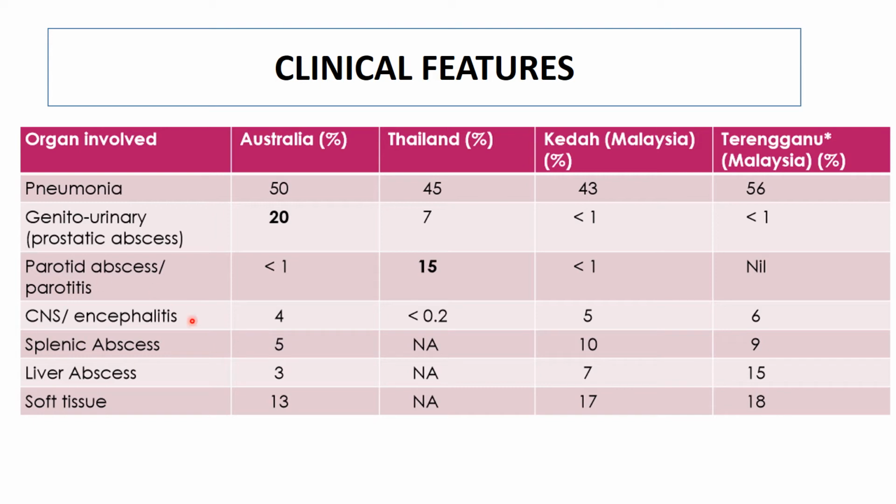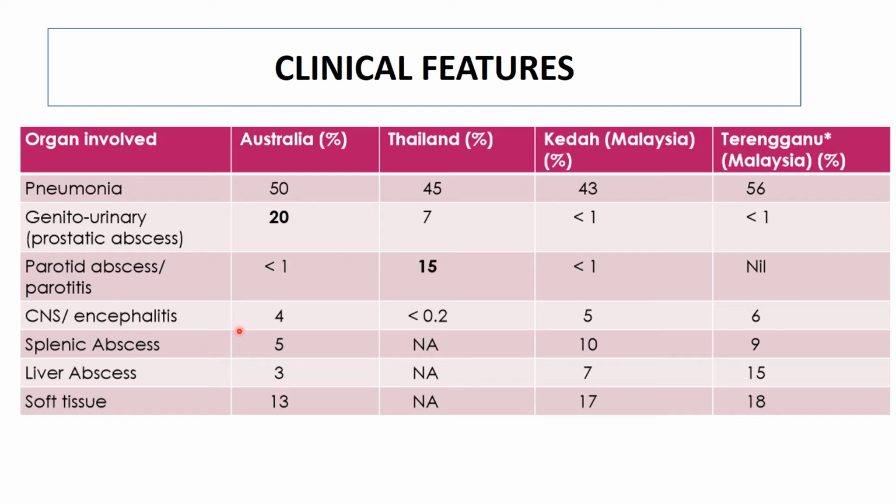And CNS encephalitis, I think it is under picked up. It is not commonly looked for and is mainly missed. That's why I feel it's underreported, but keep in mind melioidosis can present with CNS involvement as well.